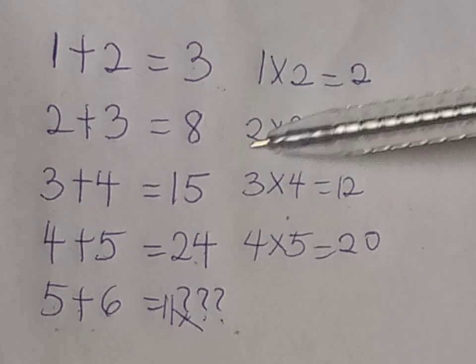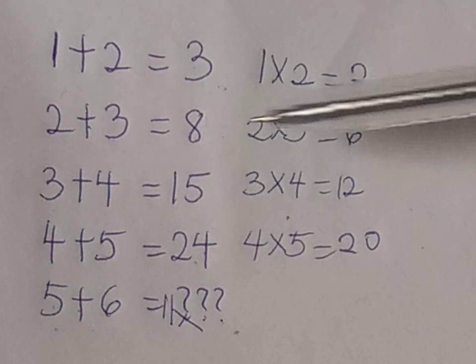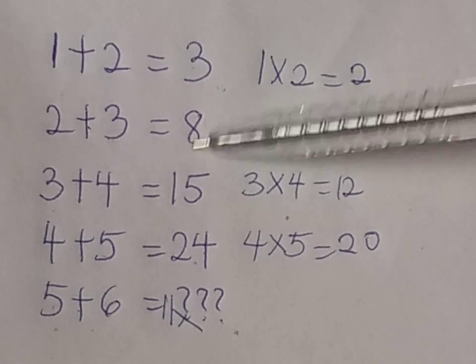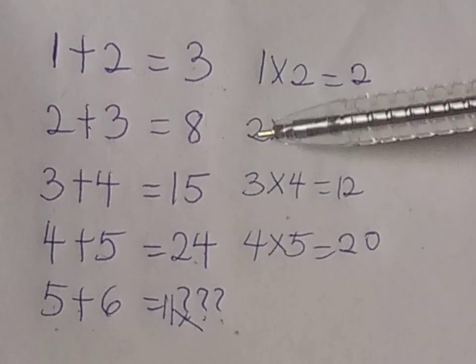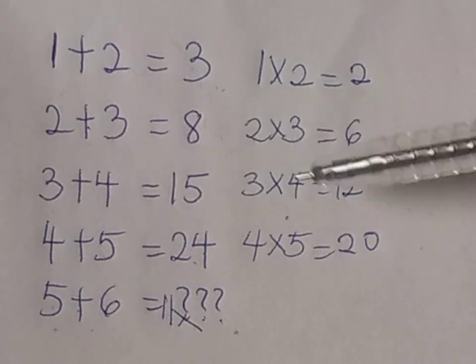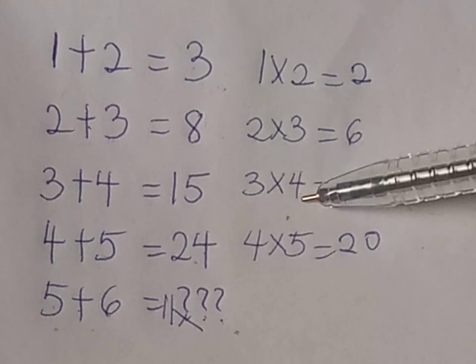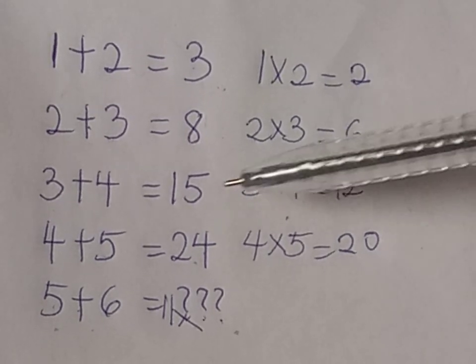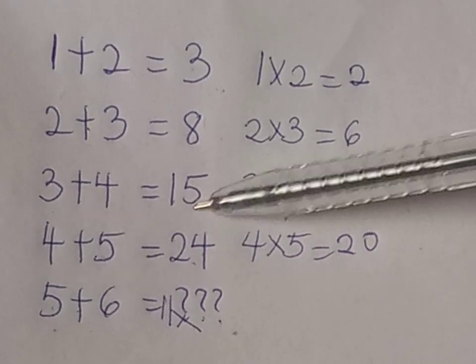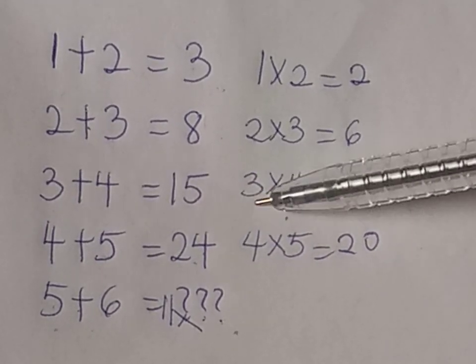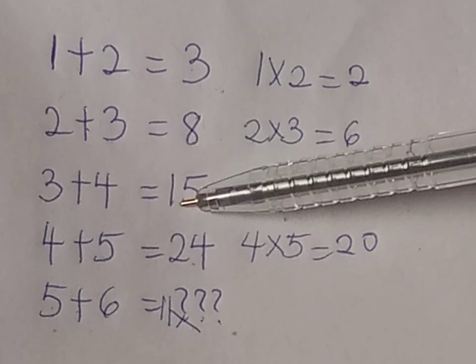Next is what? 2 multiplied by 3 gave us 6. But the original one says the answer must be 8. So 6 plus 2 will give us 8. Now let's look at this as well. When we multiply 3 by 4, we got 12. But the original answer says 15. That means 12 plus 3 will give us the 15.